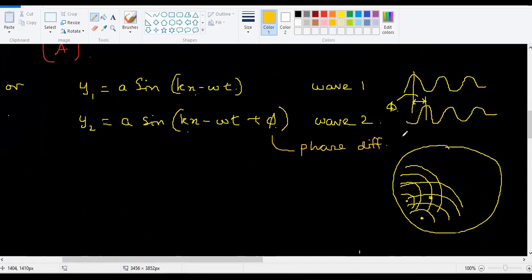Phase difference between the two waves, or you can say phase difference of wave 2 with respect to wave 1. So take it down properly. Very important, very confusing.